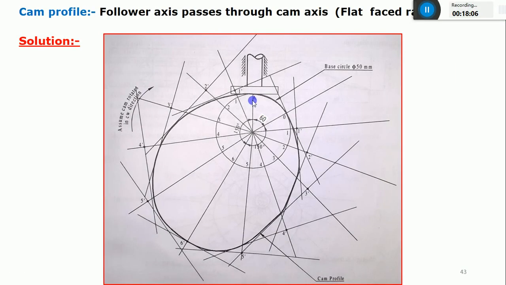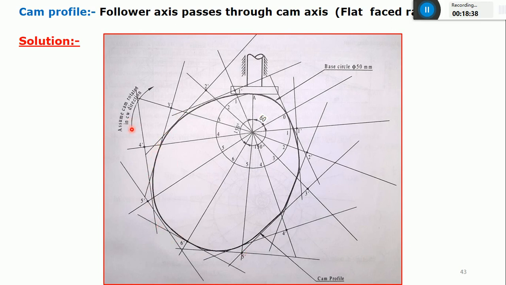So this is the flat face follower, and the width of this flat face is not given. You can take any length. And this is the base circle with a radius of 25 mm. So the diameter is 50, the radius will be 25. And I want this one, the dark black color one. This is the cam profile for the given conditions.